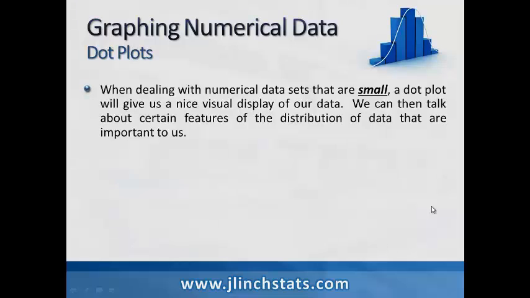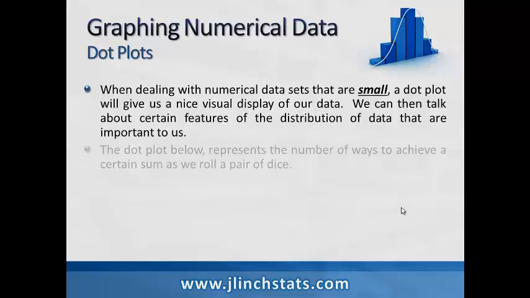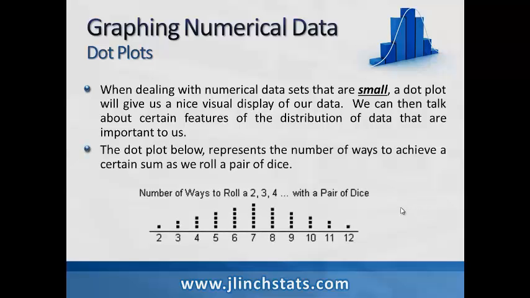When dealing with numerical data sets that are fairly small, a dot plot gives us a nice visual display of our data. We can then talk about certain features of the distribution of the data that are going to be important to us later, and in particular we're looking at center and spread and shape and maybe any unusual occurrences as well, but we'll refer to those later in this chapter. But dot plots are nice ways to display numerical data as long as our data sets are not too large. Now let's take a look at an example here.